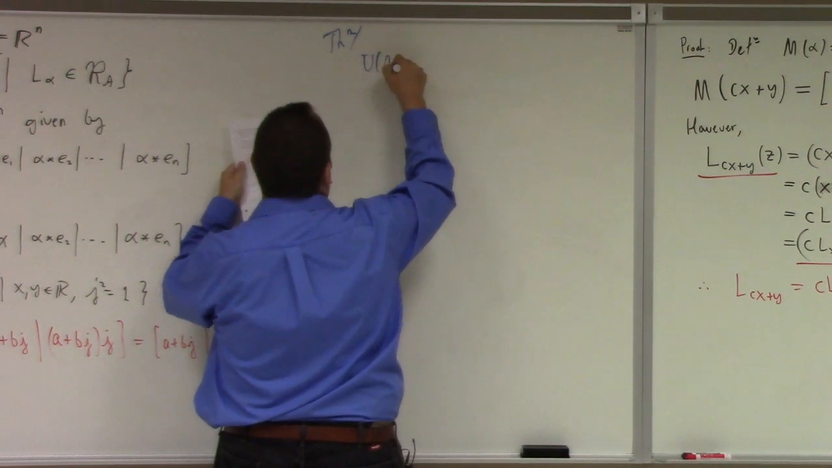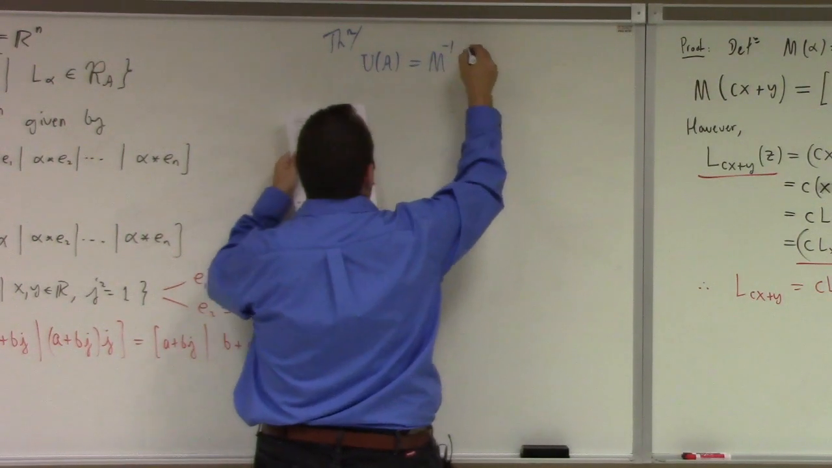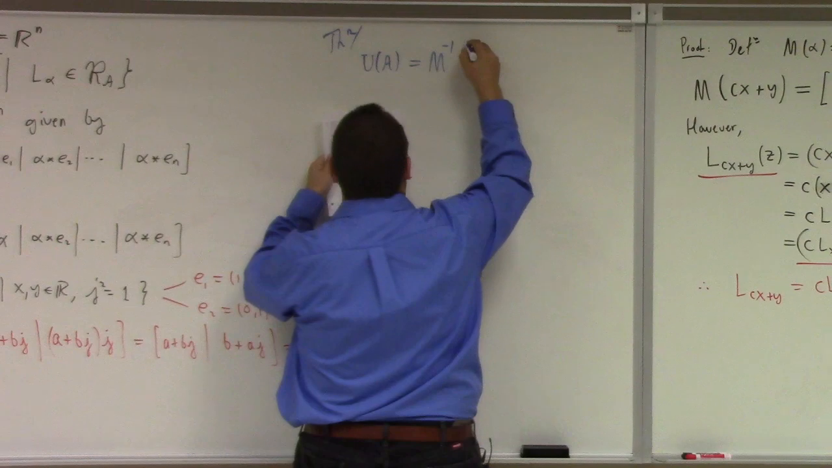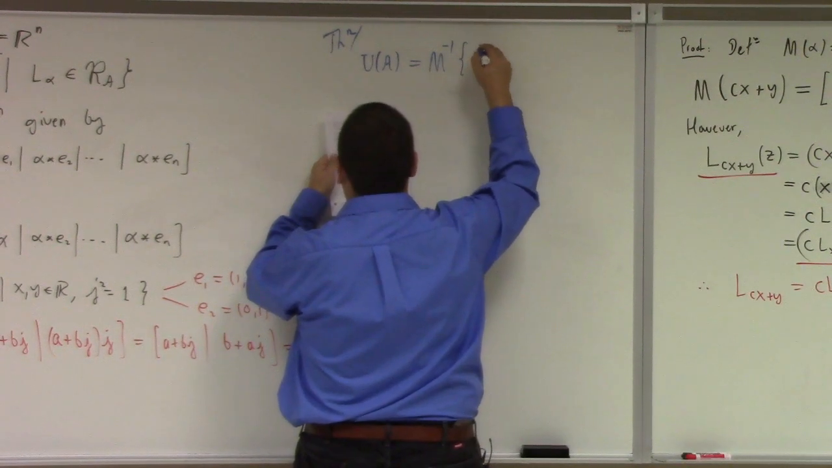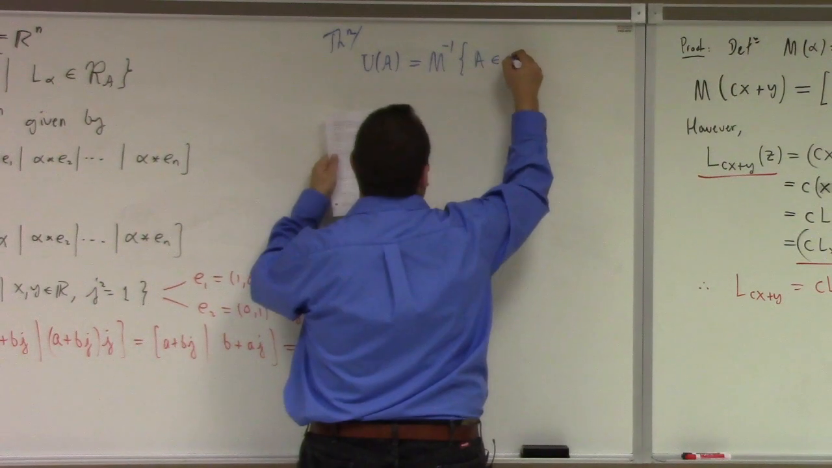Theorem. If I want to calculate the units in the algebra, one way I can do that is to find the set of all matrices which maps under the representation map. Well, this is actually the inverse of the representation map. Let me stop talking and keep writing.